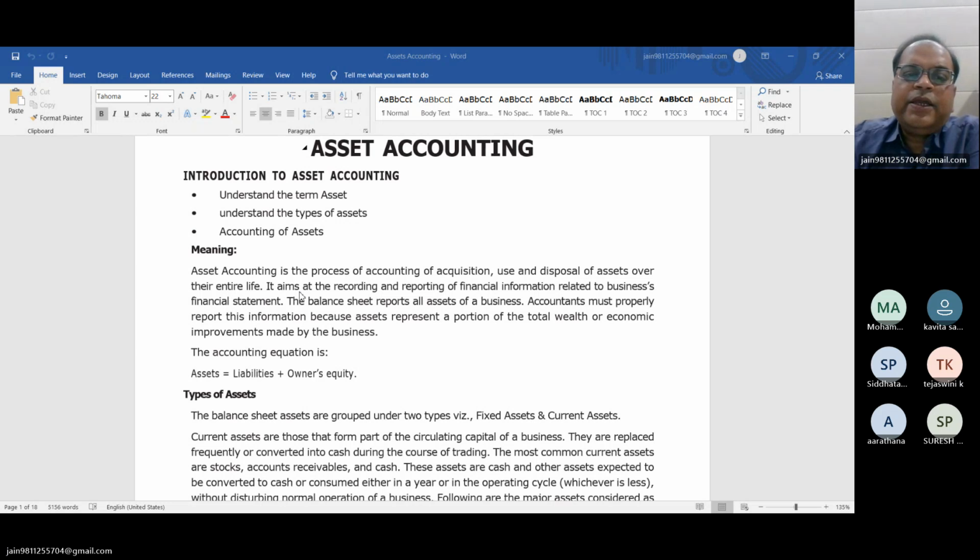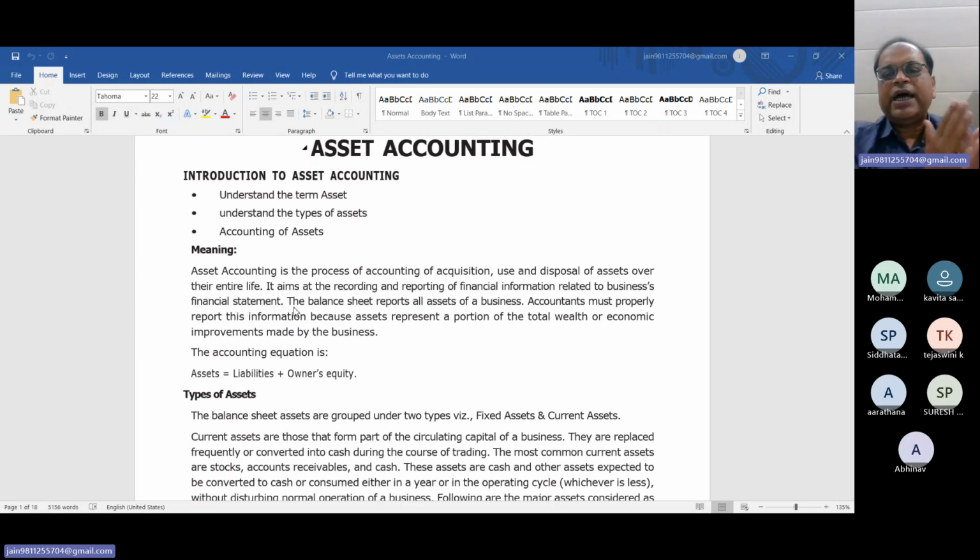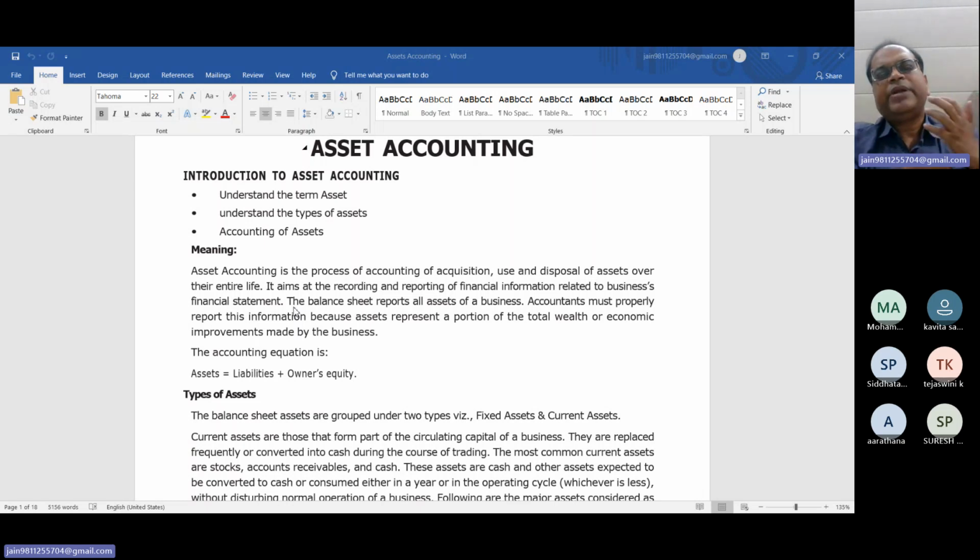It aims at the recording and reporting of financial information related to the business financial statement. Whenever we purchase assets for business purposes, we have to record such assets in the financial statement, or at the time of preparation of financial statements. So the assets balance is debit. So definitely we will record the assets on the asset side of the balance sheet.